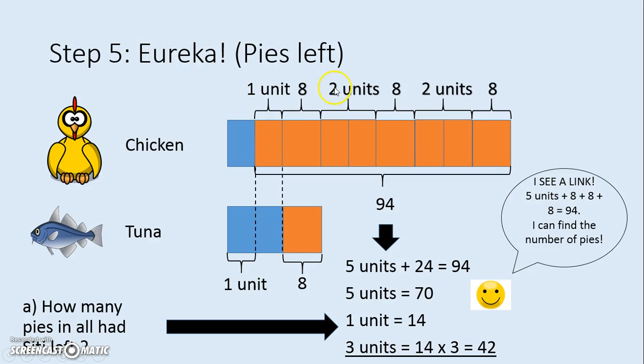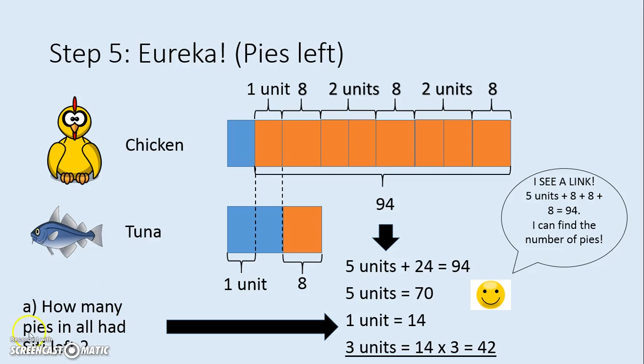5 units, 1, 2, 3, 4, 5, 5 units. 8 plus 8 plus 8 is 24. 5 units plus 24 equals 94. 5 units, 1, 2, 3, 4, 5 equals 70. So 1 unit over here is 70 divided by 5 equals 14.